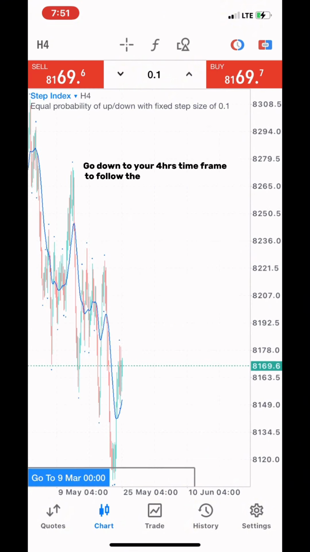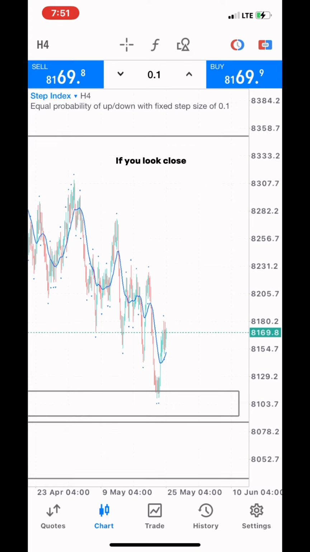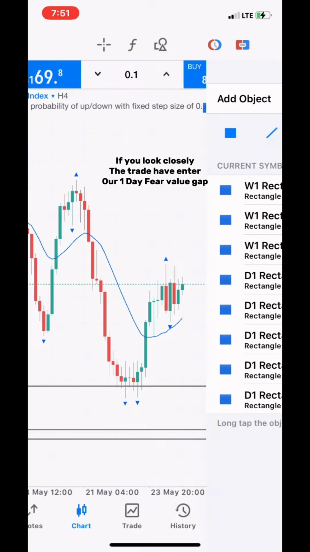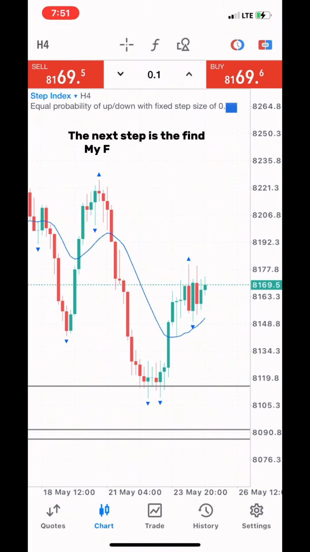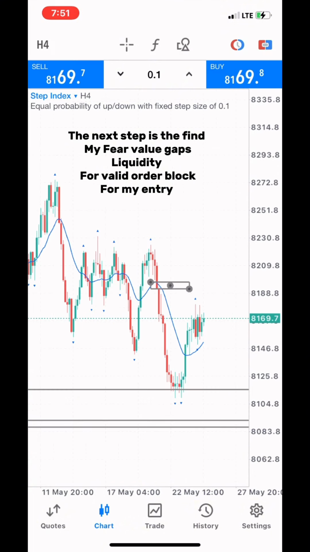Go down to your 4 hours time frame to follow the continuation trend. If you look closely, the trade has entered our 1-day fair value gap. The next step is to find my fair value gap's liquidity for a valid order block for my entry.